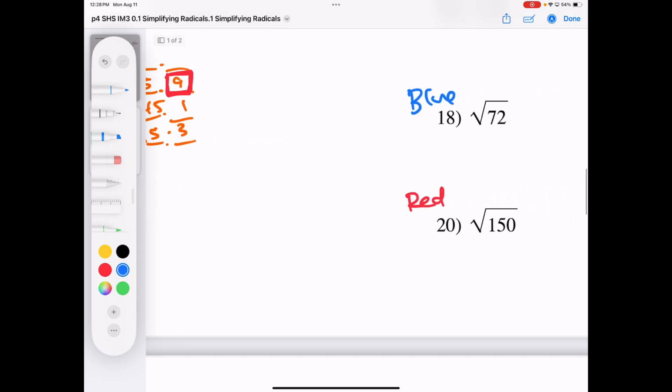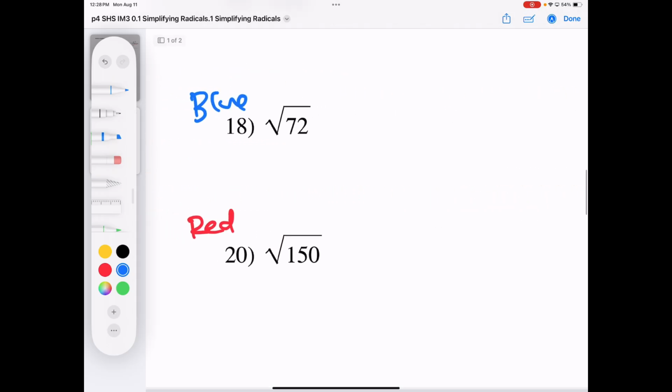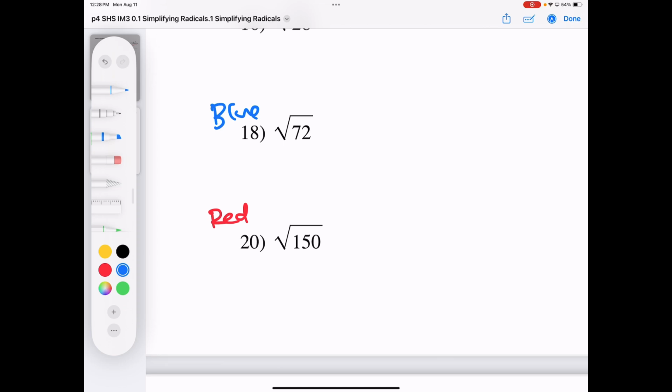Okay, let's do number 18. Blue chairs. Give me all the pairs. 9 times 8. What else? 18, 4. 36 and 2. 17 and 1. More. 12 times 6. Good. Okay.